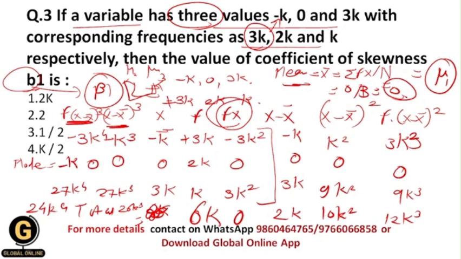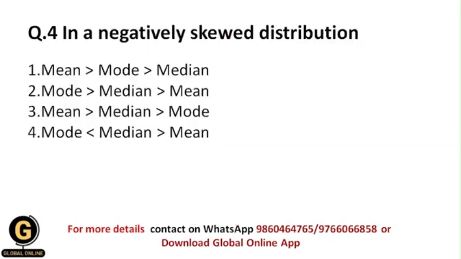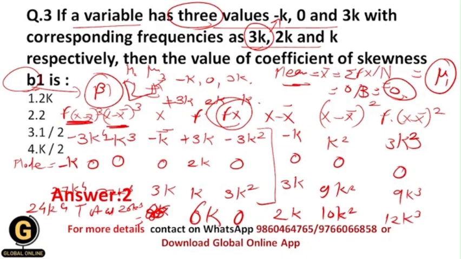Now let us find out the value of mu 2. I will write the other values over here. The value of mu 2 will be the summation of f into (x minus x bar) square upon capital N. So now here you need the other value. What is the summation of f into (x minus x bar) square? It is 12k cube, and your capital N will be 6k in this situation.